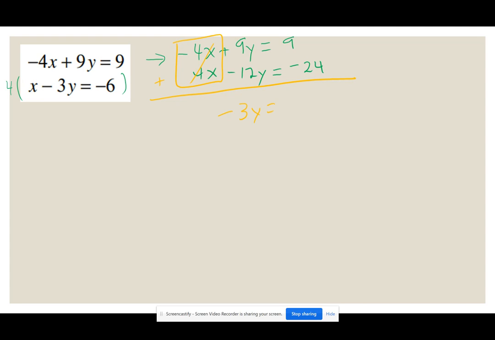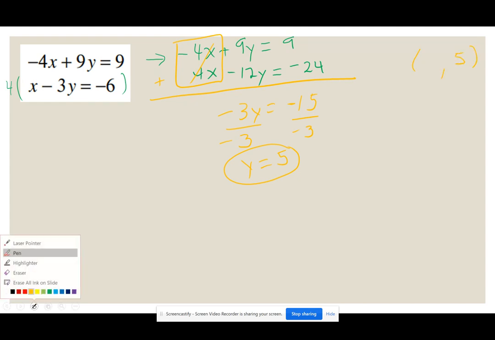Okay? And same thing, 9 plus negative 24. It's like if you have $9 and you spend 24, you overspent by $15. Okay, last step, divide by negative 3, and you get y equals 5. So our ordered pair, our y value is going to be 5.